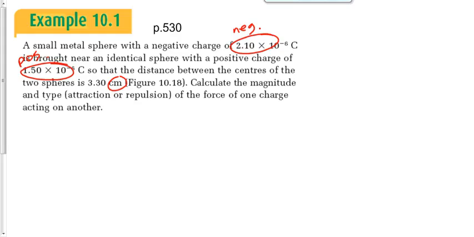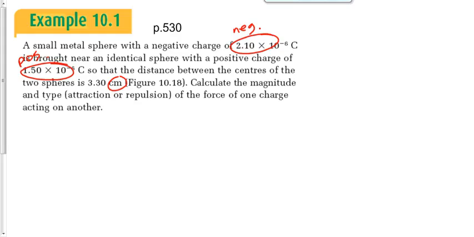They're giving us a bit of a break, because a lot of times they give us a charge of 2.1 times 10 to the minus 6 coulombs. They're not going to say it in that way. They're going to call it 2.1 microcoulombs, and we're going to have to remember to convert to coulombs. We want to find the magnitude and the type of force. How big is the force, and is it attraction or repulsion of one charge acting on another?